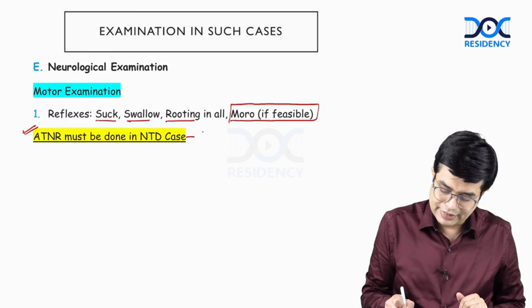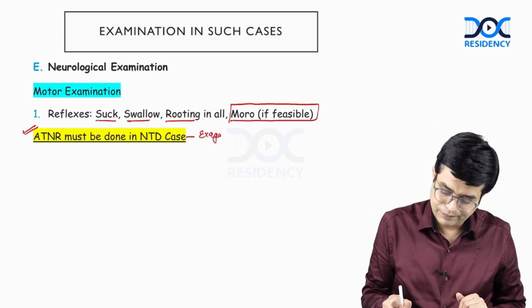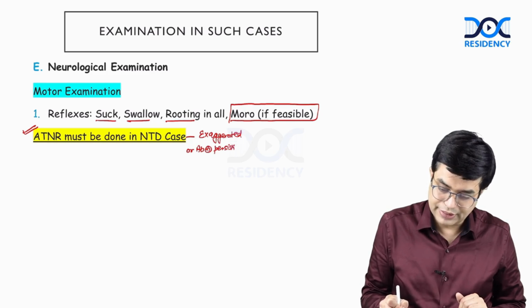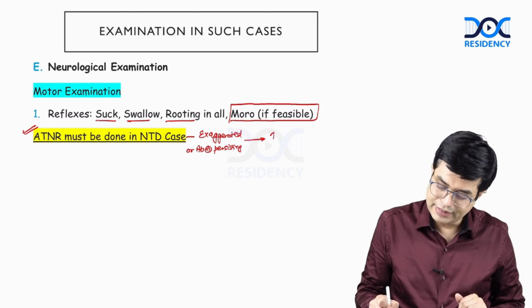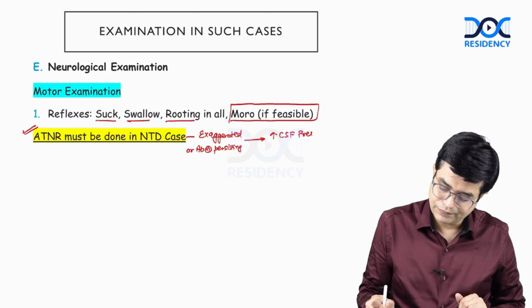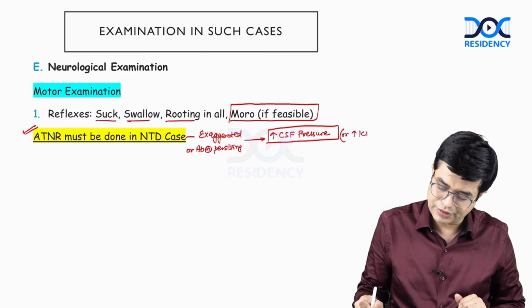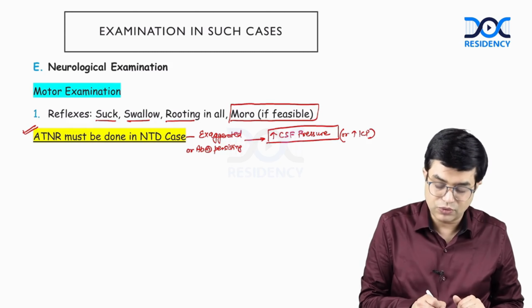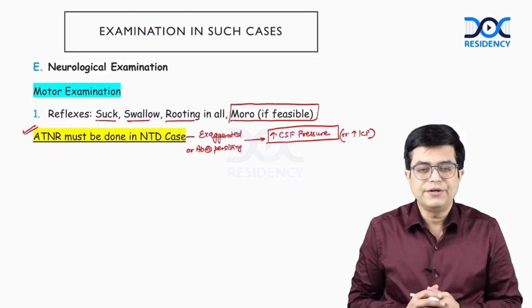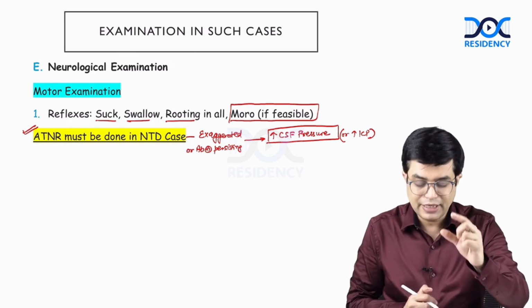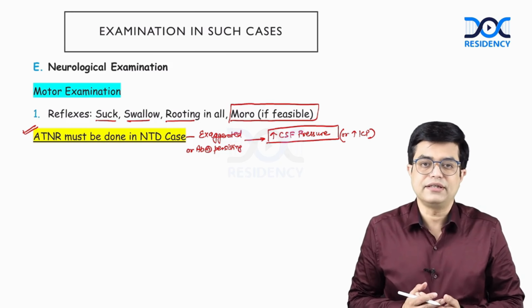If ATNR is exaggerated or abnormally persisting, or rarely if it reappears, that will indicate high CSF pressure, or raised intracranial pressure in the patient. So it's a very, very important clue. And for reasons unknown, in neural tube defect patients, meningomyelocele patients where there is subtle hydrocephalus, ATNR tends to become exaggerated.